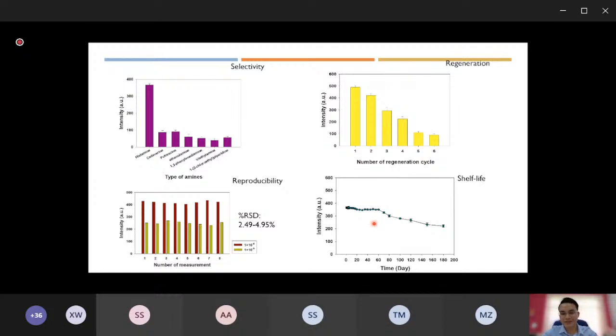Okay, the shelf life of the sensor: it retains its fluorescence intensity for about 60 days. If we market this sensor, it can last about 60 days, and after 60 days the fluorescent intensity goes down, decreases, and so on and so forth.